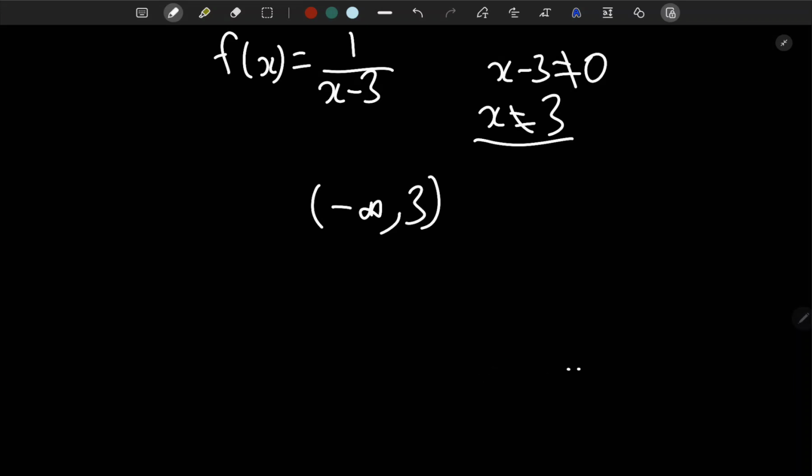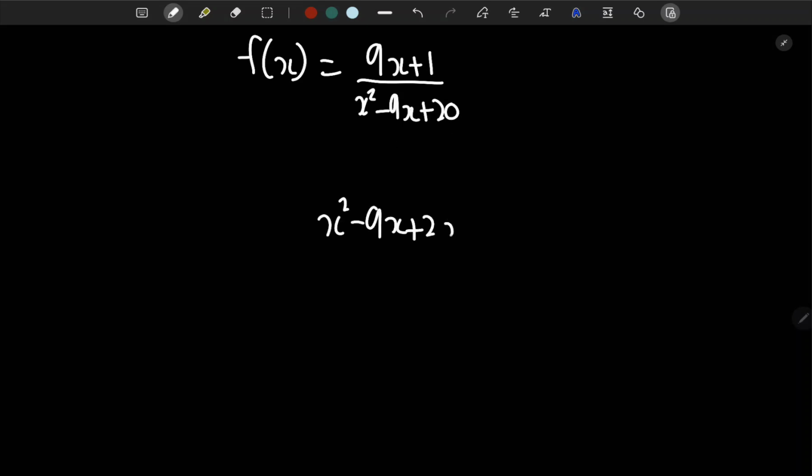Now we do union from 3 all the way to positive infinity. And for infinities, we only use the open brackets. Just keep that in mind.